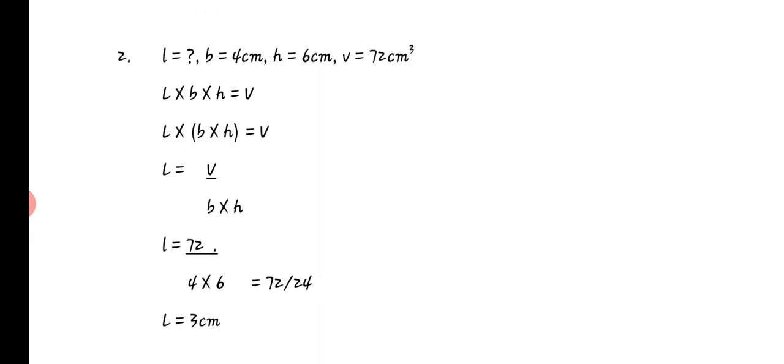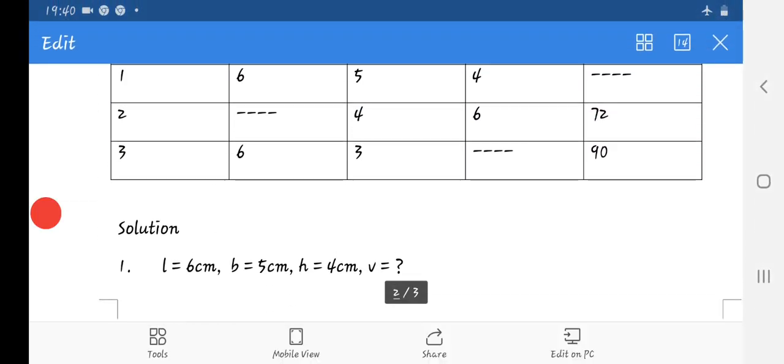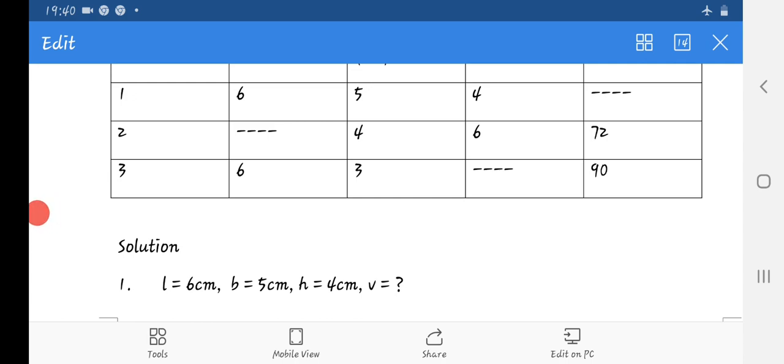So for this, the volume is 72. Breadth times height is 4 times 6, which is 24. So our length is equal to 72 divided by 24, which gives us what? 3. So the length of that cuboid is equal to 3. Check: 3 times 4 is 12, 12 times 6 is 72. So the length is equal to 3.